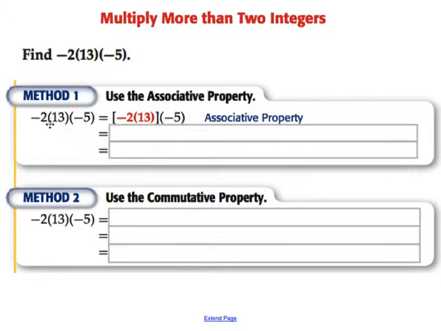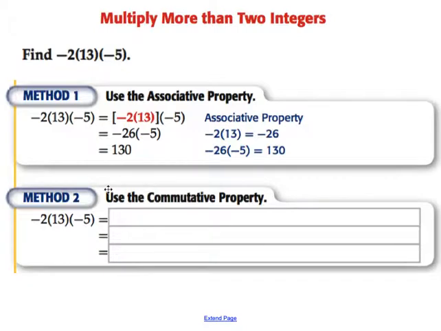What we can do here is group the first two together and find that answer and then multiply it by negative 5. And negative 2 times positive 13 is negative 26. And now when we multiply negative 26 times negative 5, we have a negative times a negative, so we will get a positive answer, and our answer should be 130.